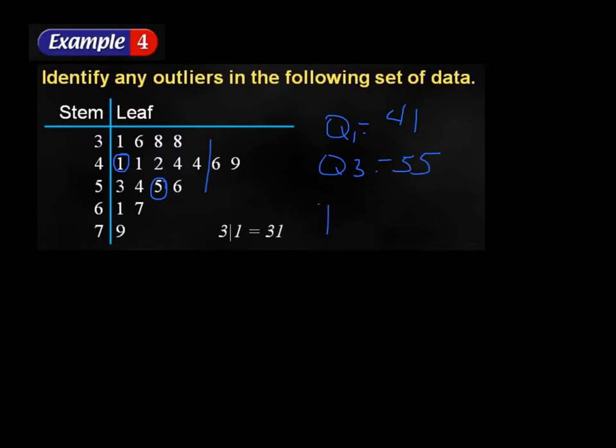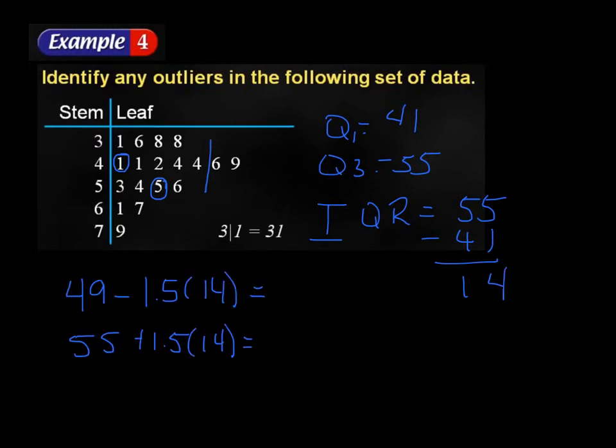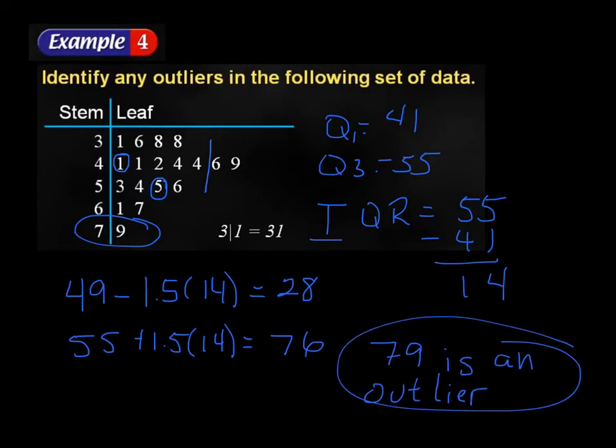So to get my interquartile range, I need to subtract 55 minus 41, and I get 14. Doing the arithmetic on the bottom end, I get 28, and on the top end, I get 76. I do not have anything less than 28, but 79 is greater than 76, so 79 is an outlier. Now, sometimes they were kind of stinkers and gave us a bunch of problems that did not have outliers, so just because you check doesn't mean you will find what you seek.